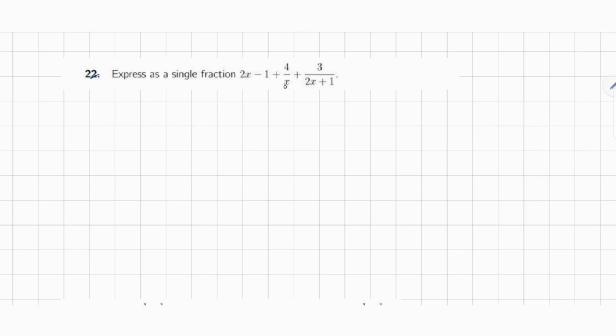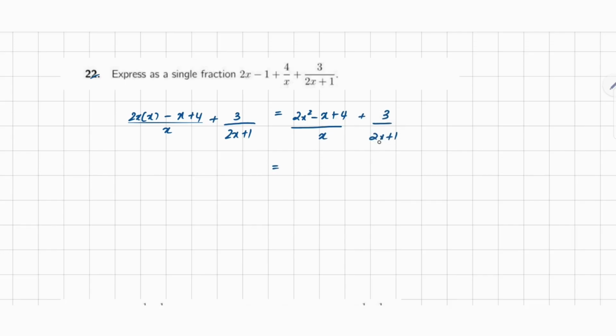We can begin by grouping the first 3 terms. As there's no denominator for the first and second term, we can multiply x into those terms. We get 2x times x minus x plus 4 over x plus 3 over 2x plus 1. That gives us (2x squared minus x plus 4) over x squared, over x plus 3 over 2x plus 1.